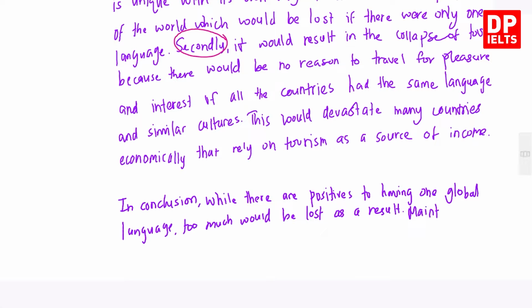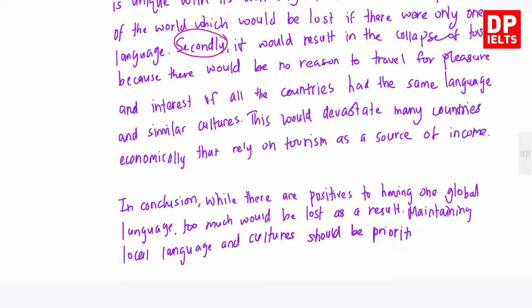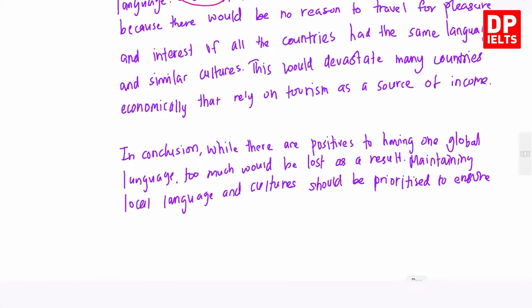Maintaining local languages and cultures should be prioritized to ensure a rich heritage for future generations.